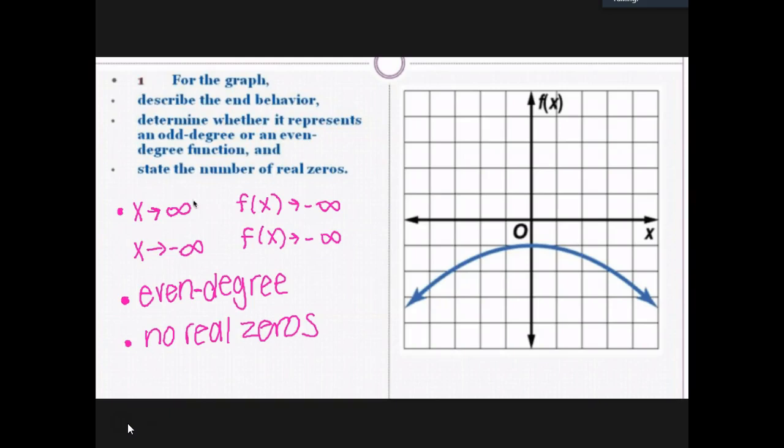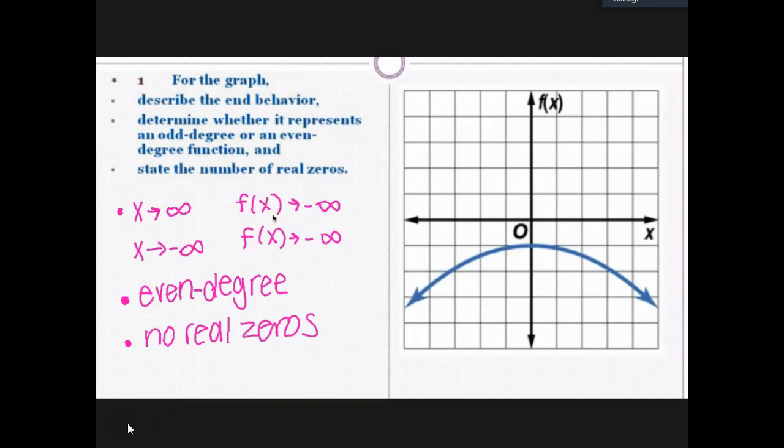And this is how we write out end behavior. As x is getting big, so x is going to infinity, so that's me drawing along this line right here, what are the y values doing? Well, the y values are going down to negative infinity.